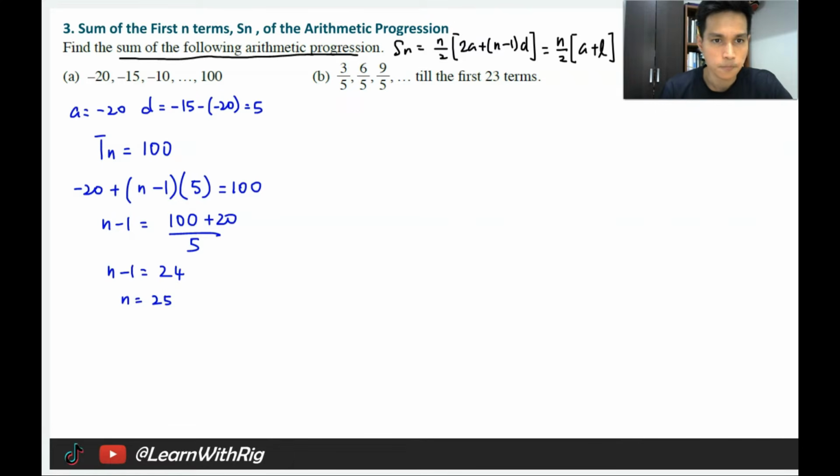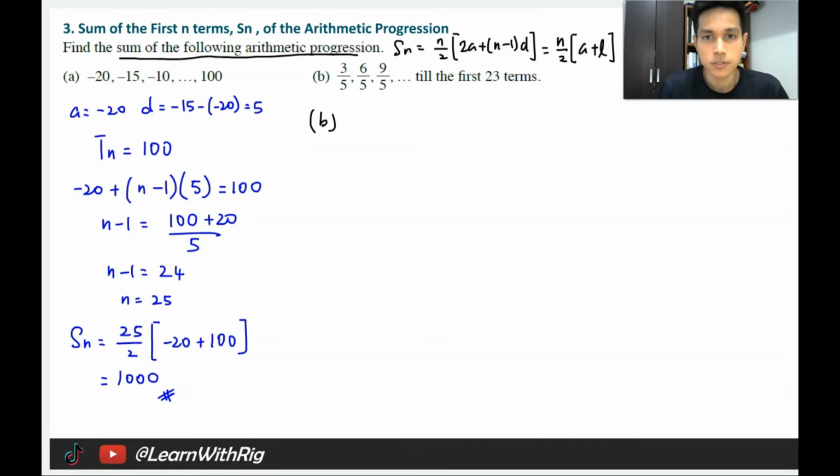Now you want to find the sum of all 25 terms, so you can use the formula Sn equals n over 2 times (a plus L). So 25 over 2 times (a, which is negative 20, plus the final term, 100). Negative 20 plus 100 is 80, times 25 over 2, you should get 1000. Right? So this is your answer. Next, question B.